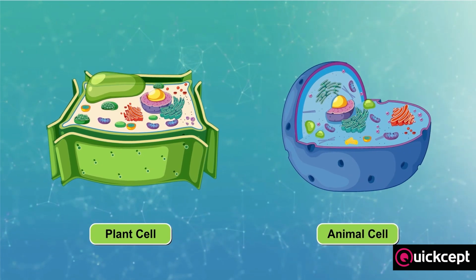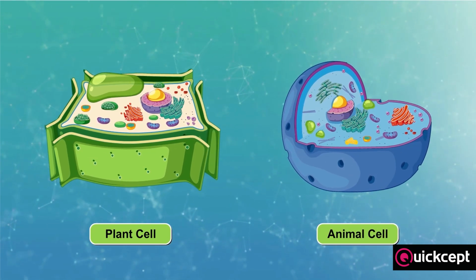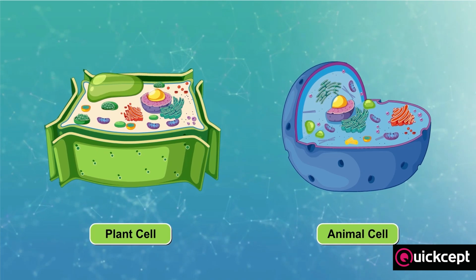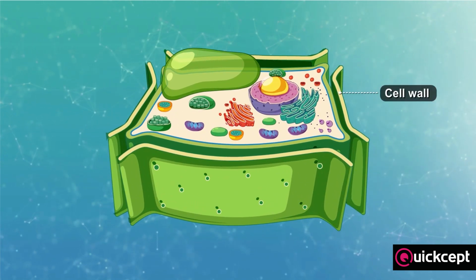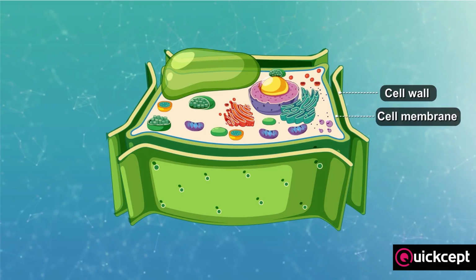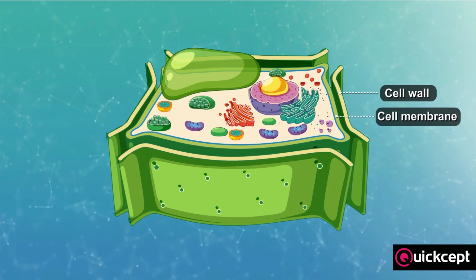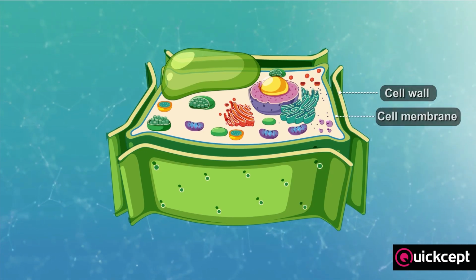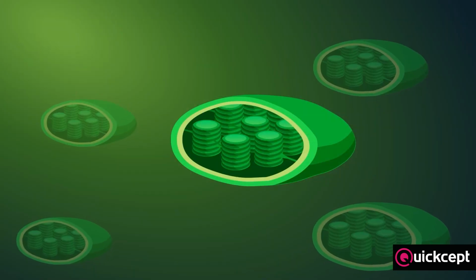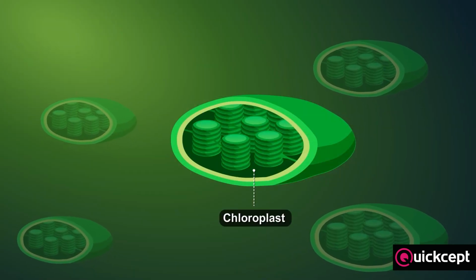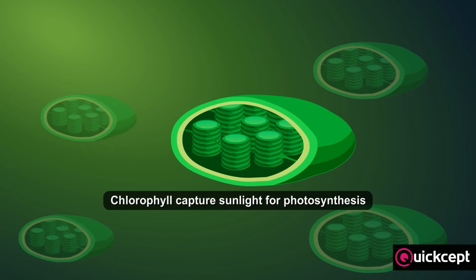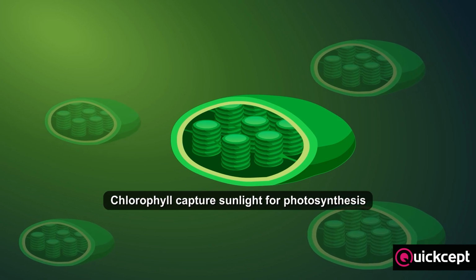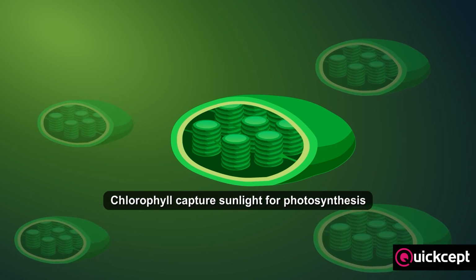Although plant and animal cells share the same basic structure, they differ in three key ways. In plant cells, a rigid cell wall surrounds the cell membrane, providing extra strength and shape. Another important organelle present only in plant cells is the green-colored chloroplast. Chloroplasts contain chlorophyll and capture sunlight to make food through photosynthesis.